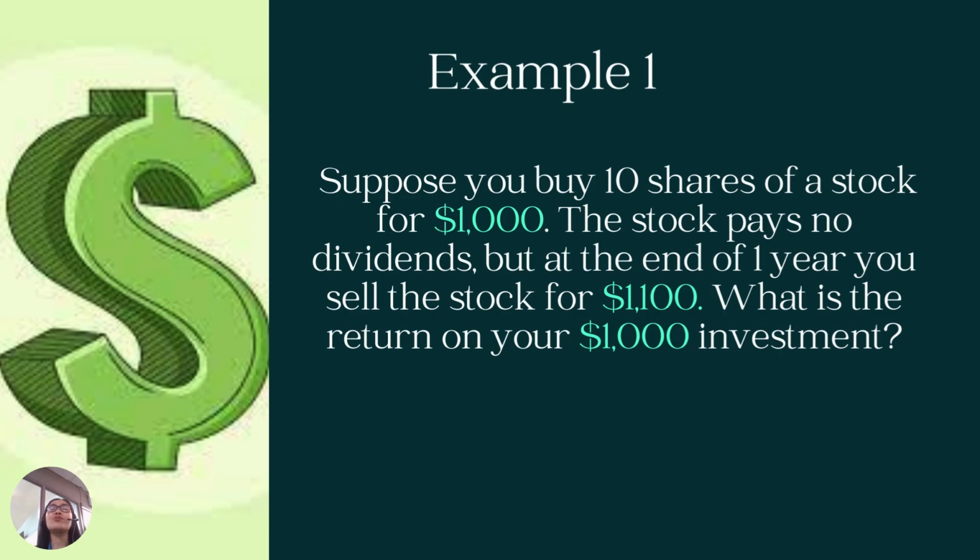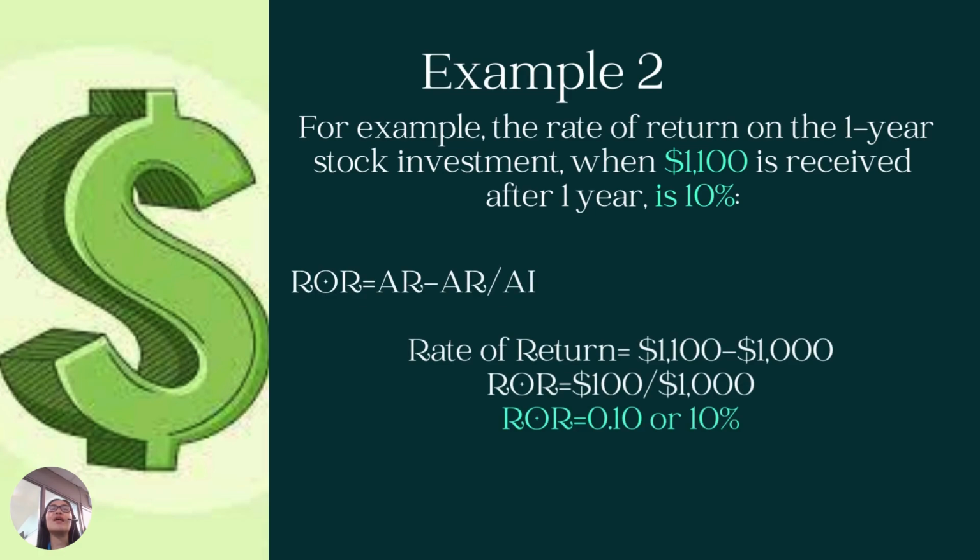The second one, you also need to know the timing of the return. A $100 return on a $100 investment is a great return if it occurs after 1 year. But the same dollar return after 20 years is not very good. So the solution to these scale and timing problems is to express investment results as rates of return or percentage returns.